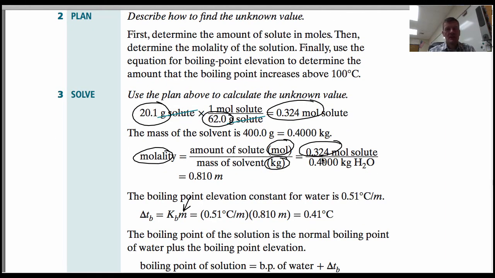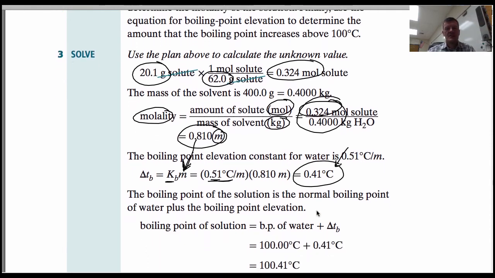So that's 0.4000, okay? So when you calculate this right here, you get 0.81 is your molality. That's your molality, and that's going into the formula, along with this K value, that constant is always 0.51 for water. For water. We multiply them together, and we get 0.41. This is not the new boiling point. That's the increase in the boiling point.